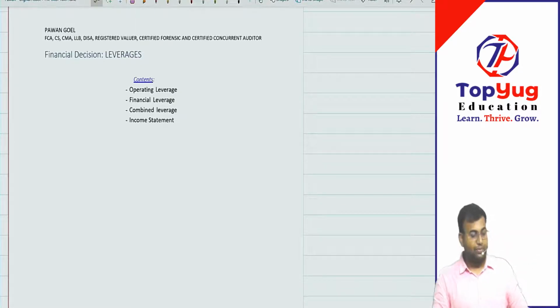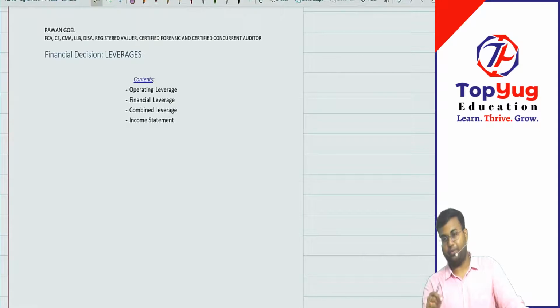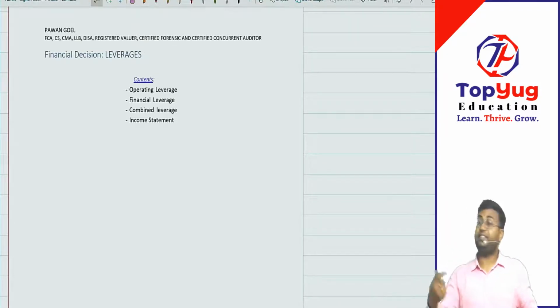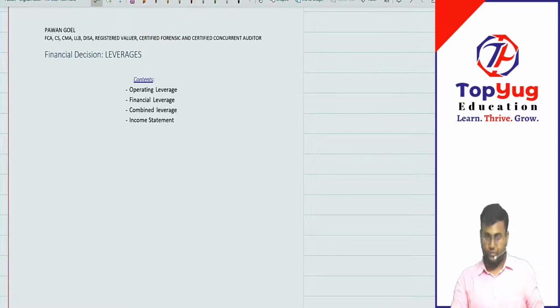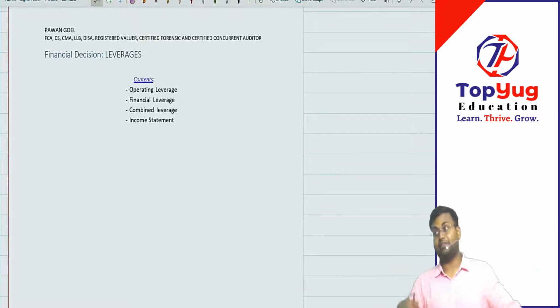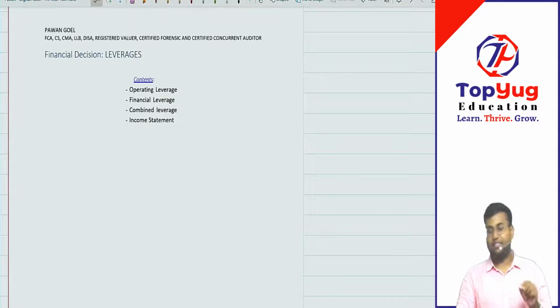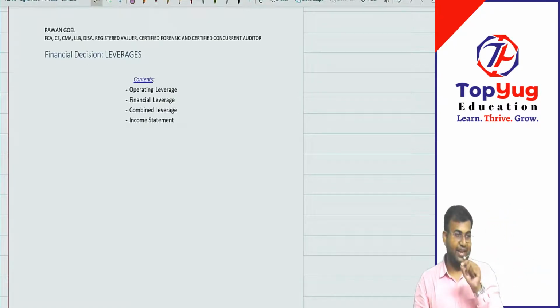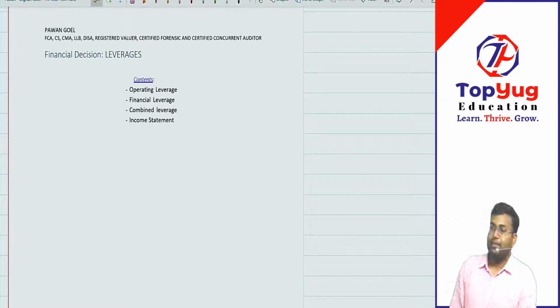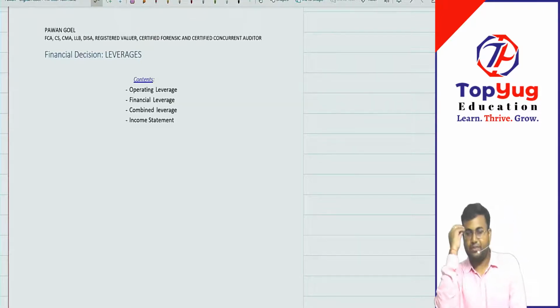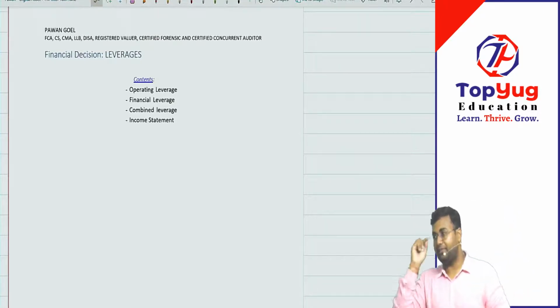Now we will be starting with our first topic of financial management, and the first topic which I want to take up is items which are not based on financial statements. Because if it is based on financial statements, it is easy for you, and we will see how easy it is. But before that, I have to teach you what is not a financial statement. So there is a chapter which is called leverages.